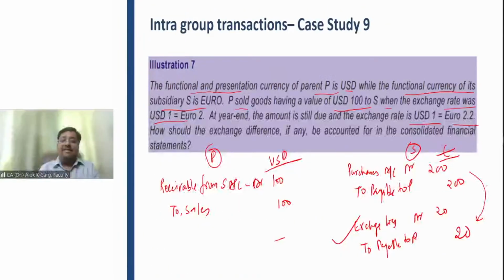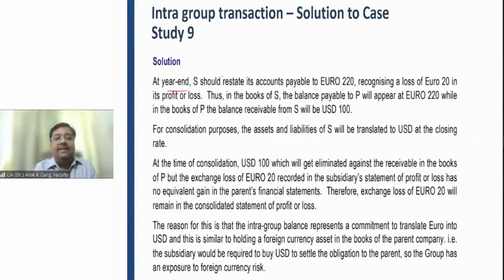What is the solution given in this case study number 9? In the year end, S should restate its accounts payable to 220 euro, recognizing a loss of 20 euro in the profit or loss. Thus, in the books of S, the balance payable to P will appear at 220 euro, while in the books of P, the balance receivable from S will be 100 USD.